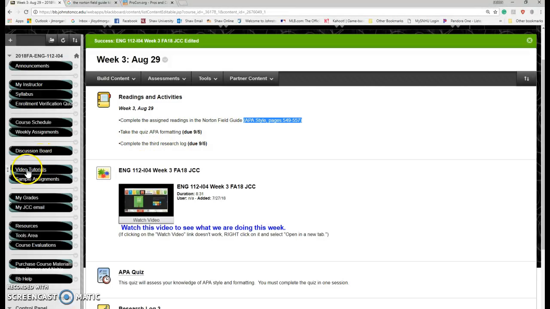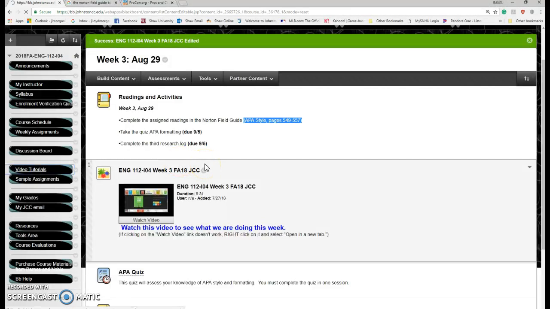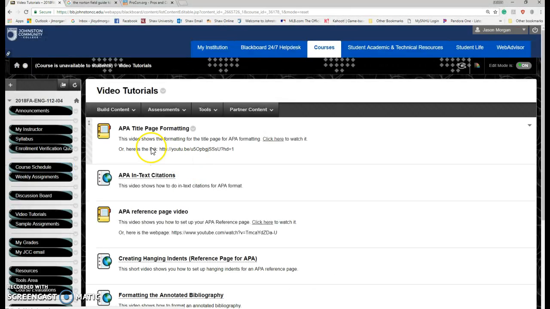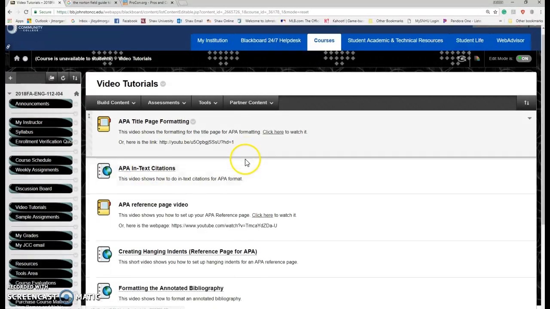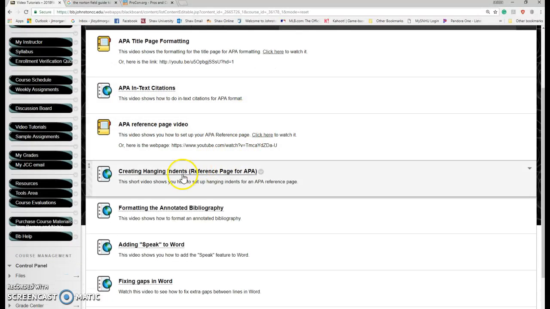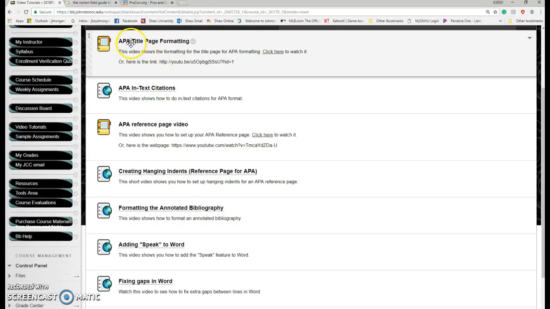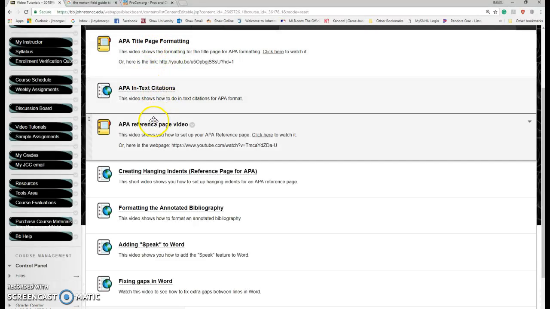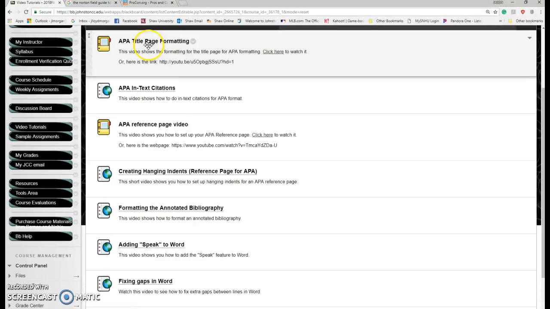In addition, over here on this side are video tutorials. Let's take a look. I have created several videos that will help you with APA formatting. There's the title page, in-text citations. These are the hows. I'm also going to show you what you need to do. This will show you how to physically format something in APA. These are the forms you're going to look at. They're kind of walkthrough guides.